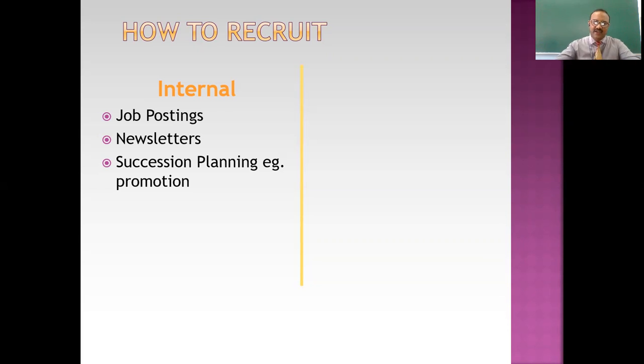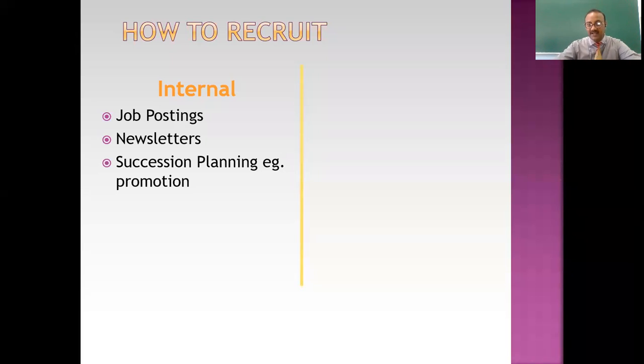So likewise, you could have many existing employees applying or responding to that email and sending their CVs. And then the recruitment team will look at the selection process and then identify. We call this internal job posting. Or sometimes this information is put out in newsletters for anybody to see.